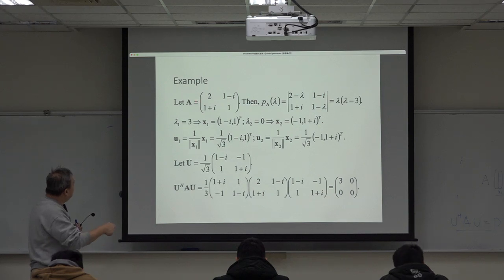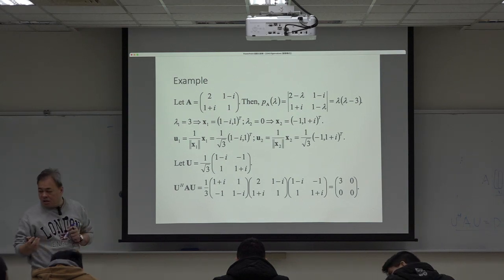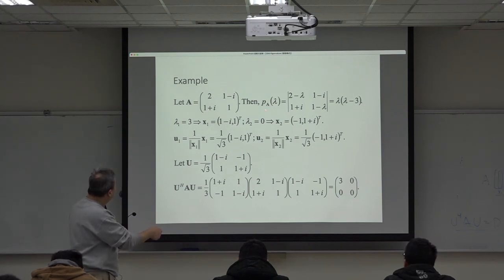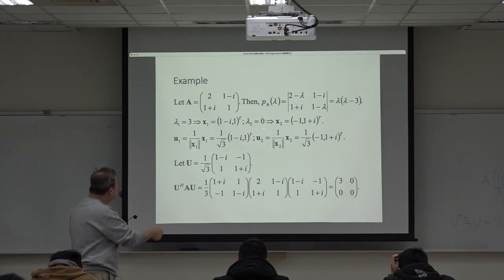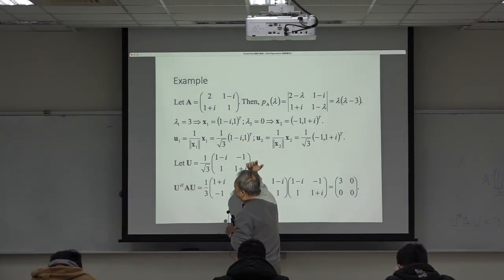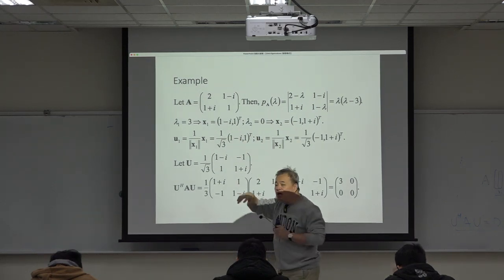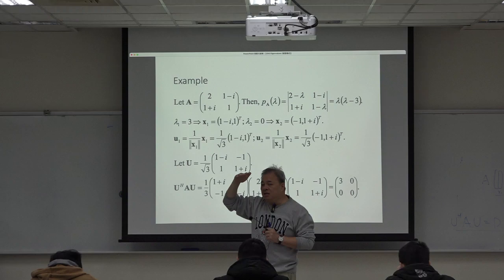So here we have an example. A is this one, and by the way, if you take a closer look, A is Hermitian, right? So you can try to compute the characteristic polynomial in lambda, and you get lambda to be 0 and 3. When lambda is 3, you get this eigenvector. When lambda is 0, you get this eigenvector. Obviously for these two eigenvectors, we don't even need to verify that they must be orthogonal to each other, because we already proved that. But we do need to change each of them into unit length.